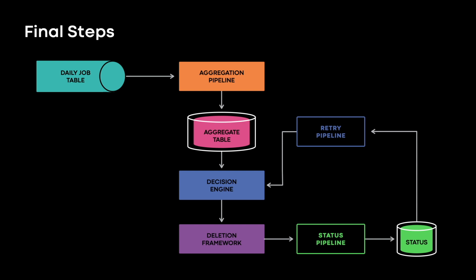Now, once we have the aggregate table ready, we know what all objects need to be deleted on a given execution date. Before deleting the objects, we run the decision engine associated with the object. We do so because, as we previously mentioned about decision engines, they can be dynamic in nature and can depend on product logic. Now, if the decision engine returns a delete immediately action, we pass this object to the deletion framework, which handles the deletion of the object.